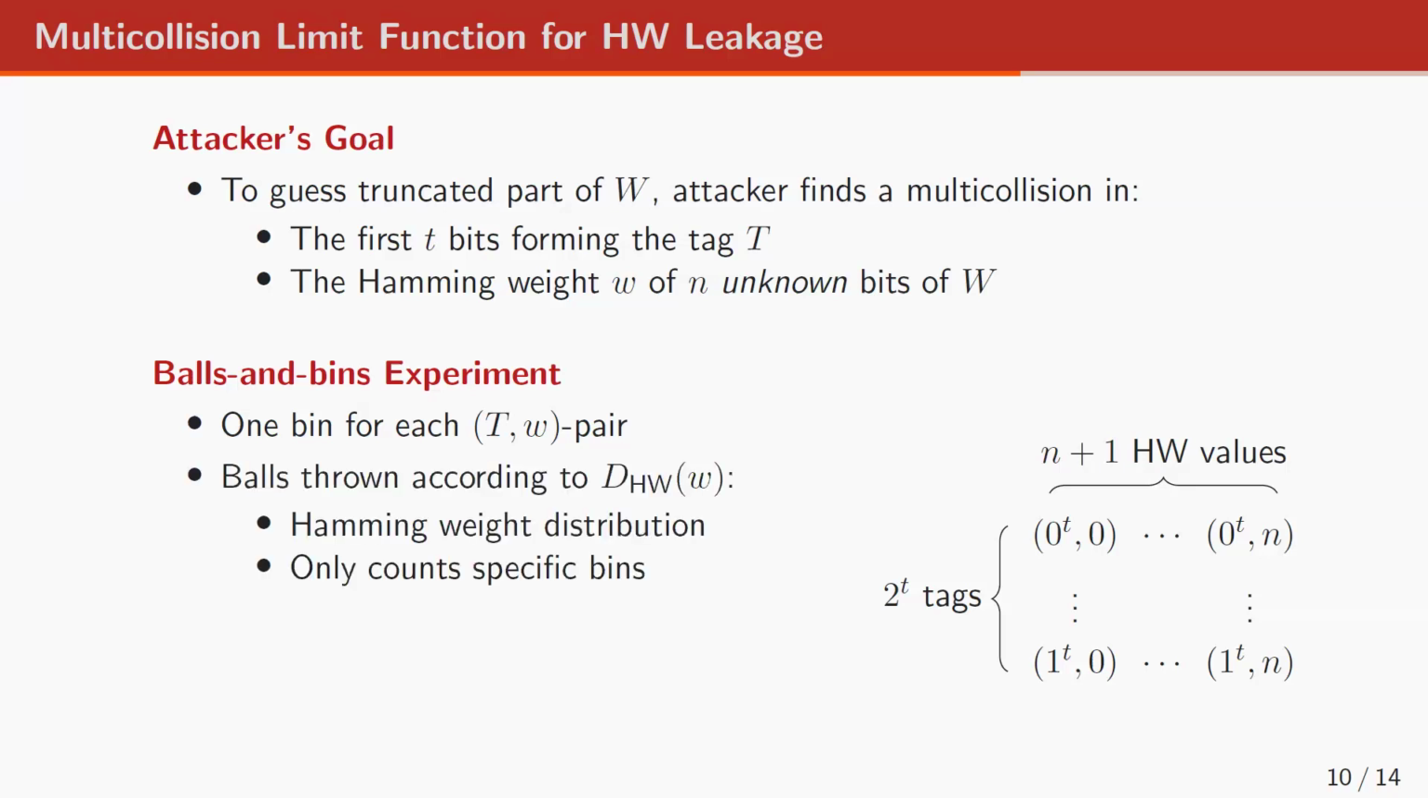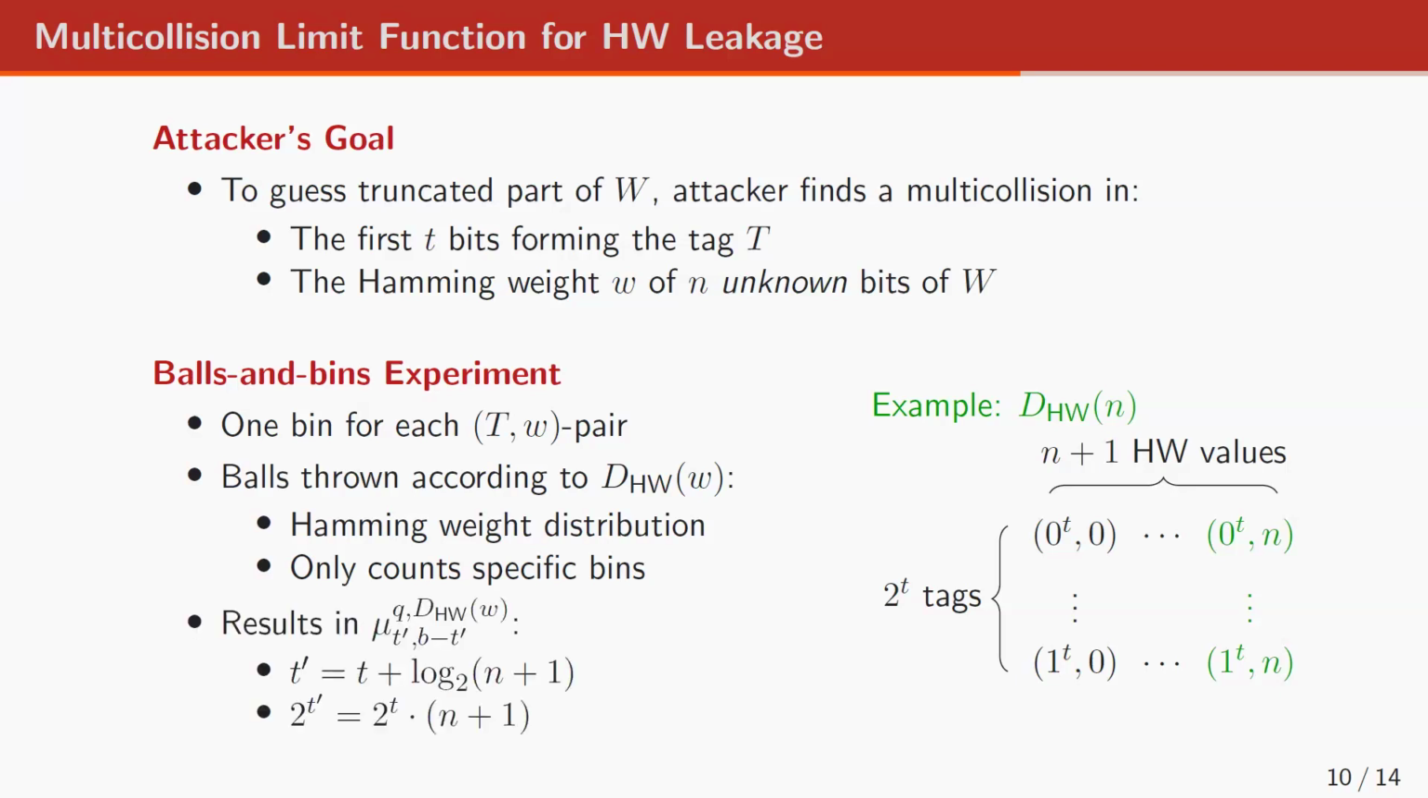And then the balls are thrown according to a distribution we call the Hamming weight distribution. So this takes into account that some Hamming weights are more frequent than others. And also it takes as parameter a specific leakage value. So for example, the Hamming weight distribution of 0 only counts the bins corresponding to Hamming weight 0. And the Hamming weight distribution of n only counts the bins corresponding to Hamming weight n. And we can use this to create a separate multi-collision limit function for each leakage value and compare them.